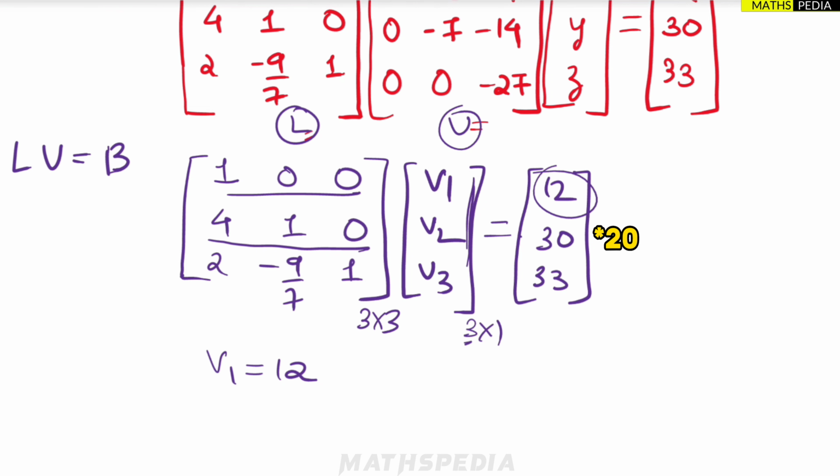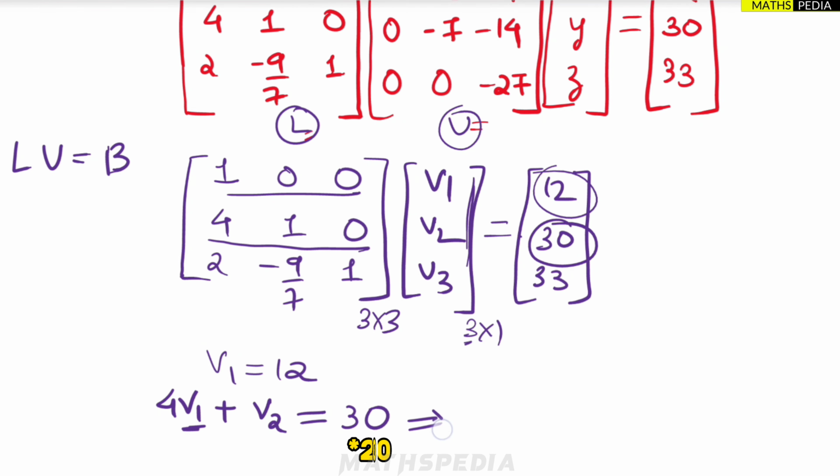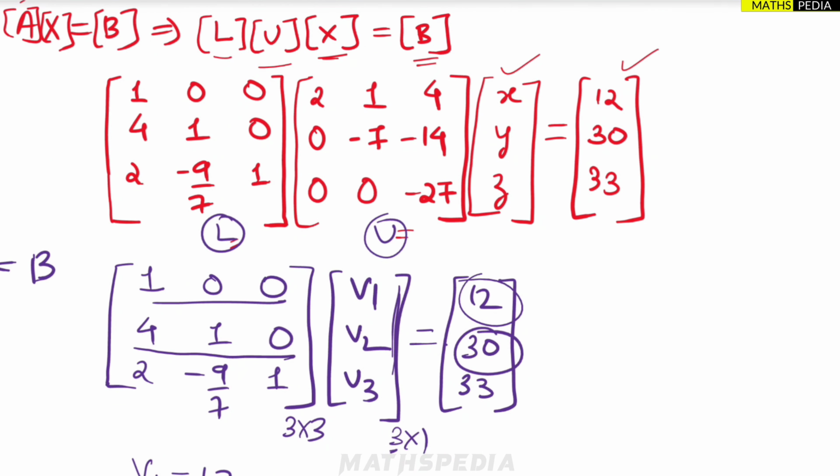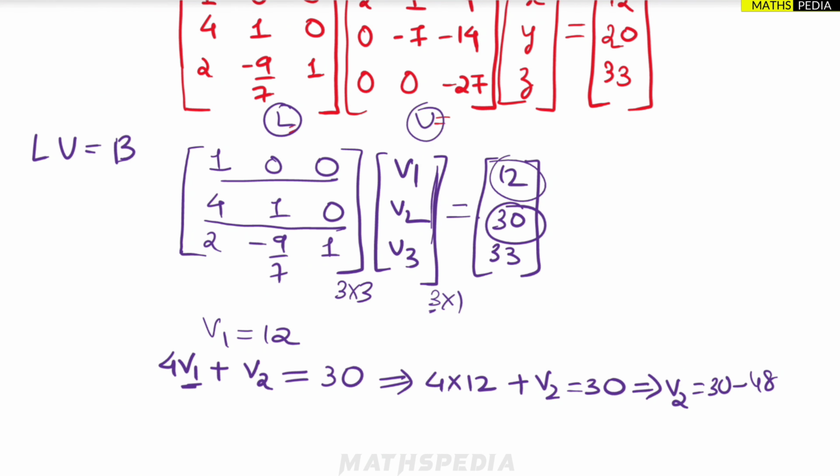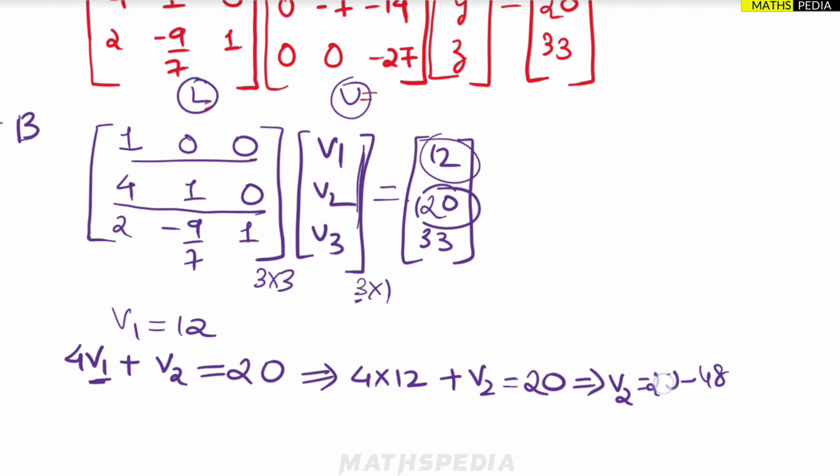Next, second row into this column again. So the second row, if you multiply, will be 4V1 plus 1V2, so we can write V2, plus 0 into V3, no need to write, equal to the second element, which is 30. In this, the V1 value we already know. So 4 into 12 plus V2 is equal to 30. From this we can get the value of V2. V2 is equal to 30 minus 48, which is minus 18. So the V2 value we got is minus 18.